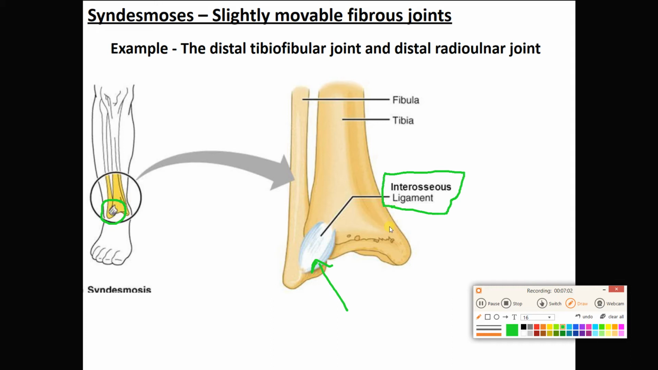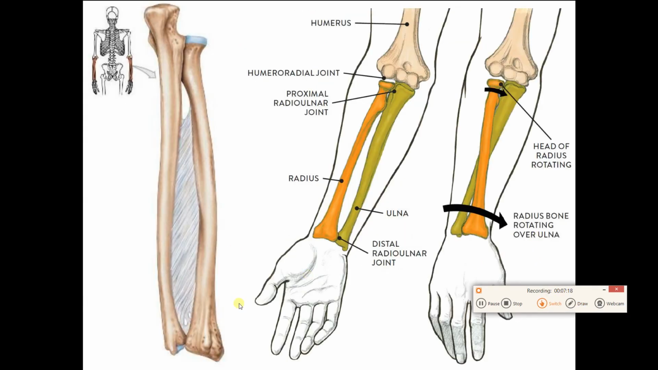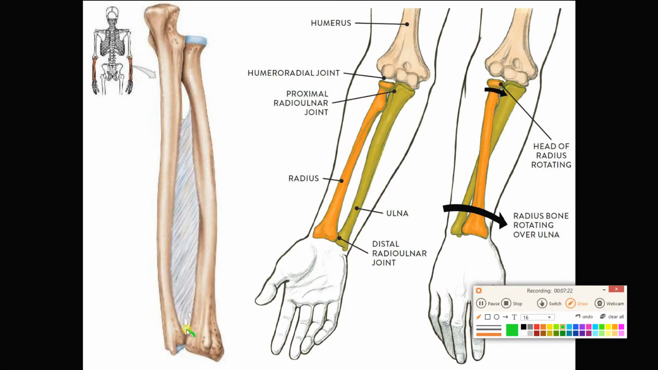Not a lot, but you have a little bit of movement here. And there are fibers anchoring the two bones. If you've ever had a high ankle sprain, you might have hurt this ligament right here. All right. If we look at the forearm, so here's our forearm. We have this joint between the radius and the ulna, this distal radioulnar joint here. And again, we see an interosseous ligament linking the bones together.